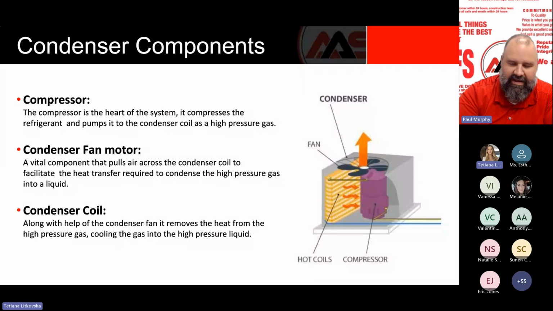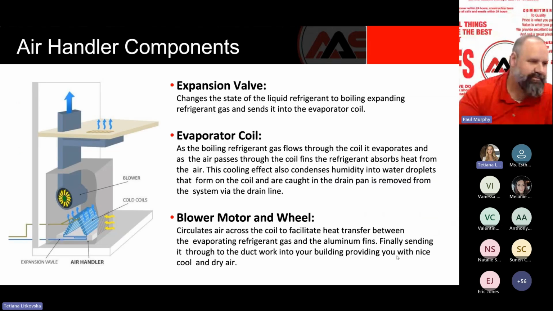We're going to go ahead and dive into the key components of a condenser. The key component we always like to start with is the compressor, which is the heart of the system. The compressor is compressing that refrigerant that it receives into a high pressure gas. Then when we talk about the condenser fan motor, that condenser fan motor is pulling air across that condenser coil, which is removing that heat. That condenser coil is condensing that high pressure gas into a high pressure liquid that, once we move to the next slide, we can talk about what that's used for.